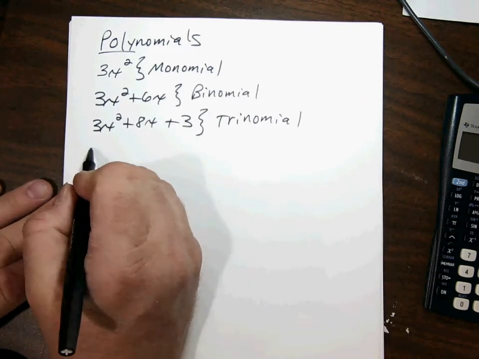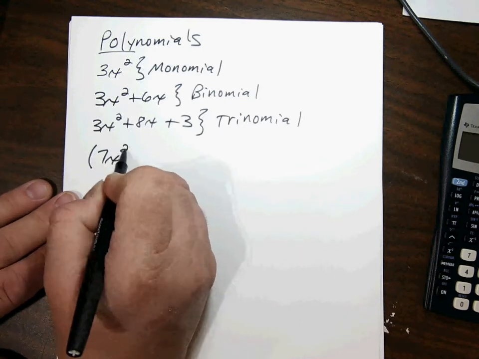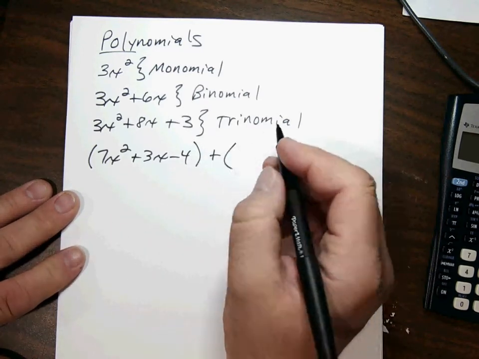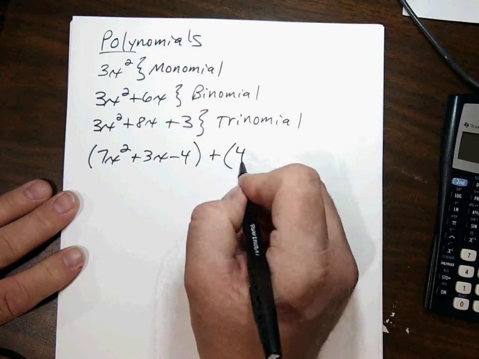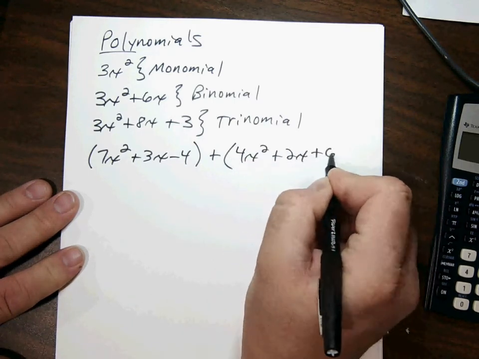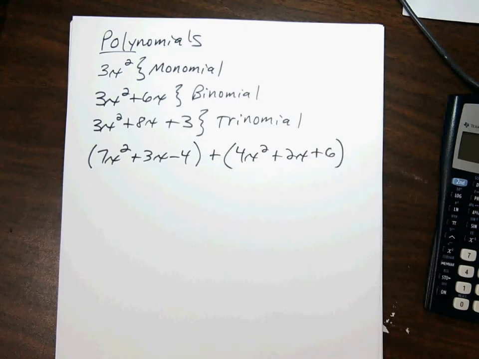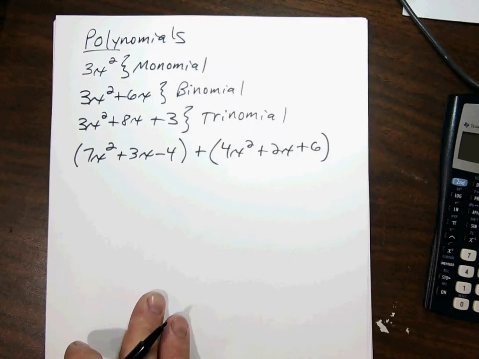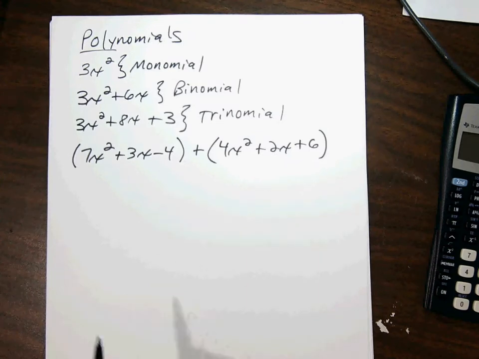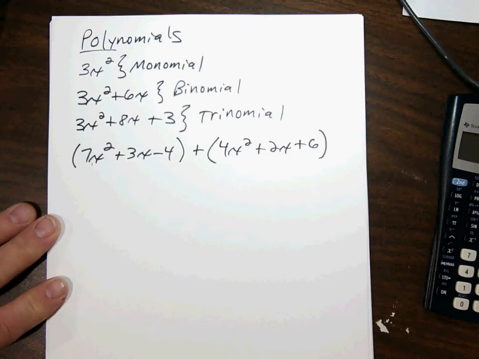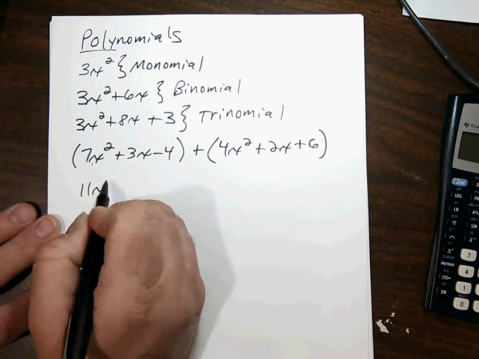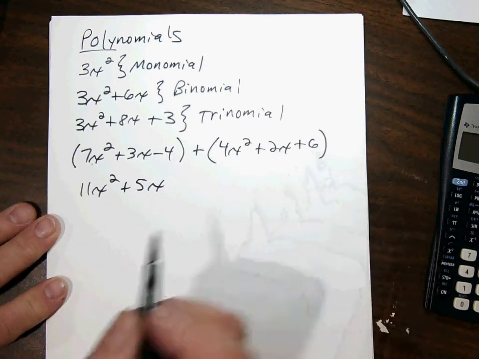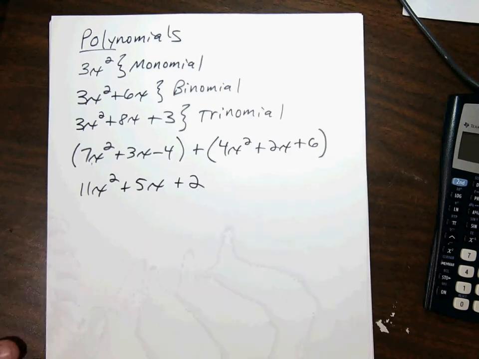But now I'm going to officially have polynomial A over here, 7x squared plus 3x minus 4, and I'm going to add it to polynomial B over here, and we'll call that 4x squared plus 2x plus 6. I'm going to add these two polynomials together. The parentheses aren't doing anything other than grouping, saying, here's my first polynomial, here's my second polynomial, add them together. So let's add them together. 7x squared and 4x squared gives me 11x squared. 3x and 2x gives me 5x. And negative 4 and positive 6 gives me 2. I just combined my like terms. That's all I did.